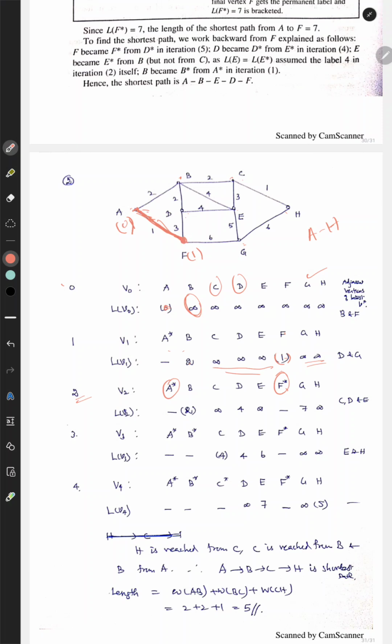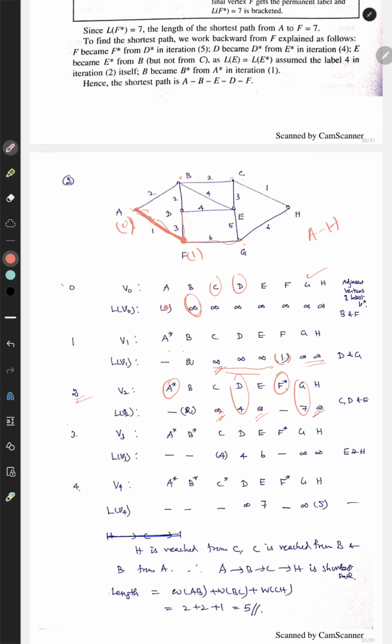Now with F, which remaining vertices are adjacent? F is adjacent to G, and it is adjacent to D. These are the only two adjacencies, so D and G only can change, and all the remaining will have the same value as before. So infinity here. D can change, G can change, so all others remain infinity.